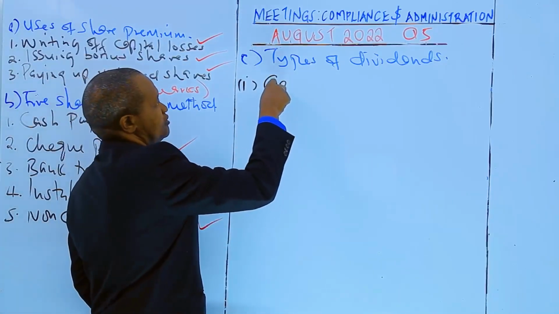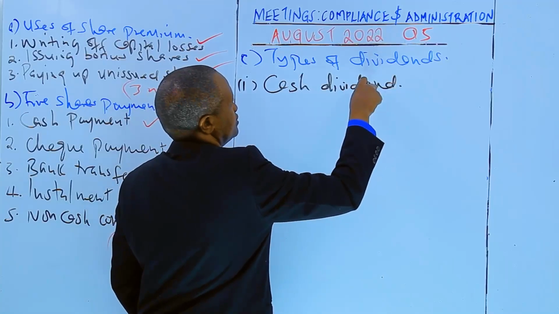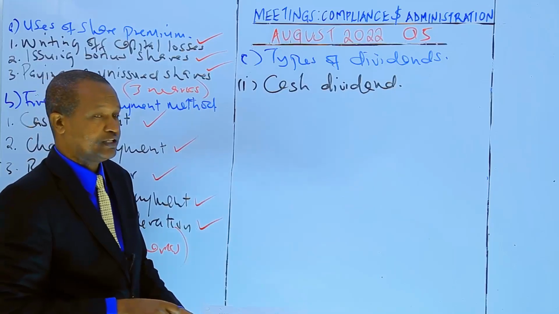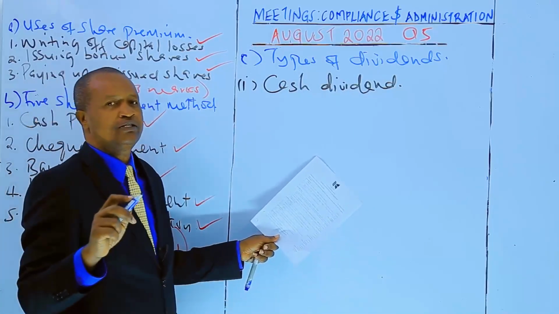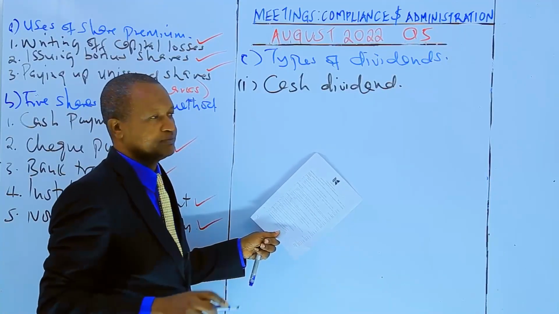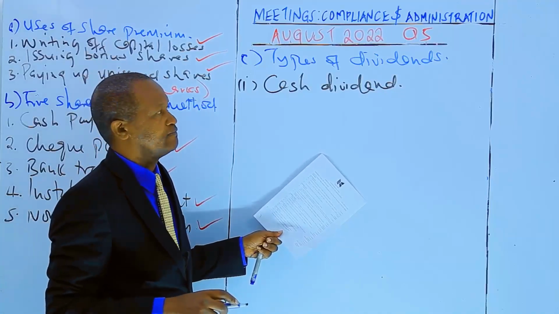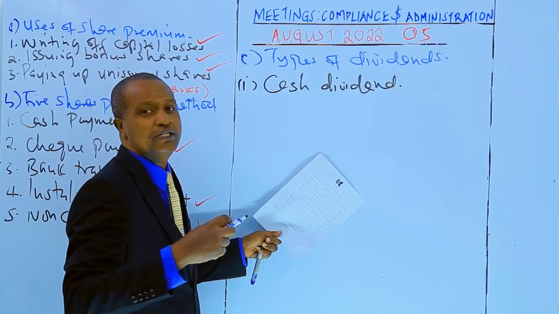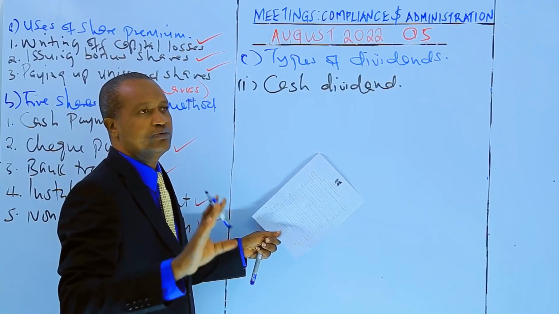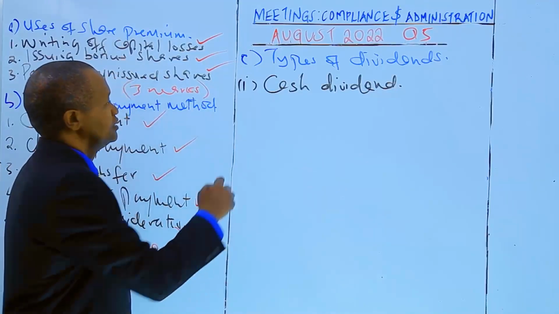The first type of dividend is the cash dividend. This is the most common type of dividend where the company distributes cash to its shareholders as a return on the investment. The shareholders are paid in cash, and the cash is paid normally out of the company's profits.